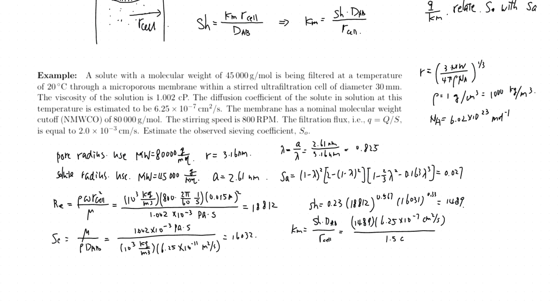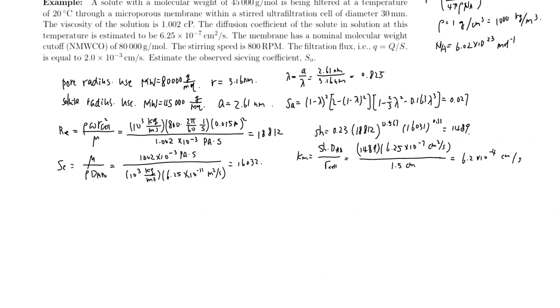Well, I mean, the cell means the device, not the tissue cells like endothelial cells or red blood cells. Not that cell, but it refers to the stirring device. Sometimes we also call them cell. That gives us a Km number, the mass transfer coefficient. It's 6.2 times 10 to the minus 4.